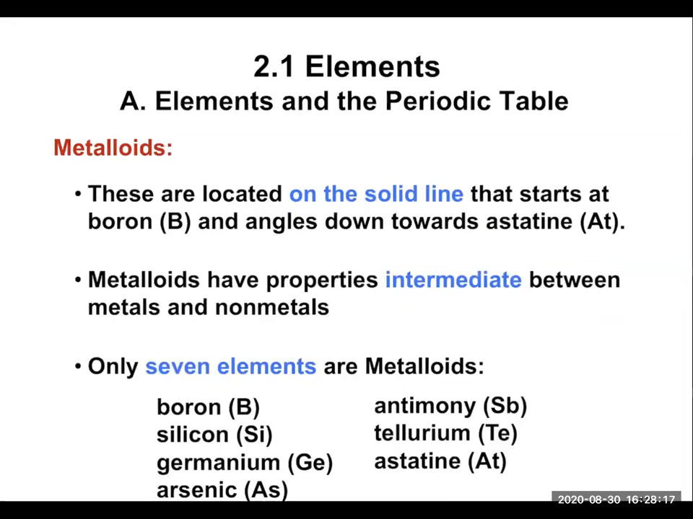Metalloids, on the other hand, are the ones in the center, the zigzag that we went over. They have properties of both metals and non-metals. They're intermediate. So here are the 7 metalloids that I recommend you memorize: boron, silicon, germanium, arsenic, antimony, selenium, and astatine. It's very, very useful if you memorize these metalloids.